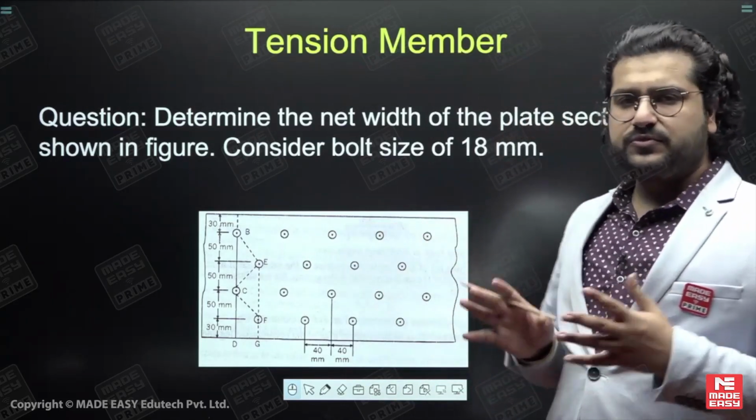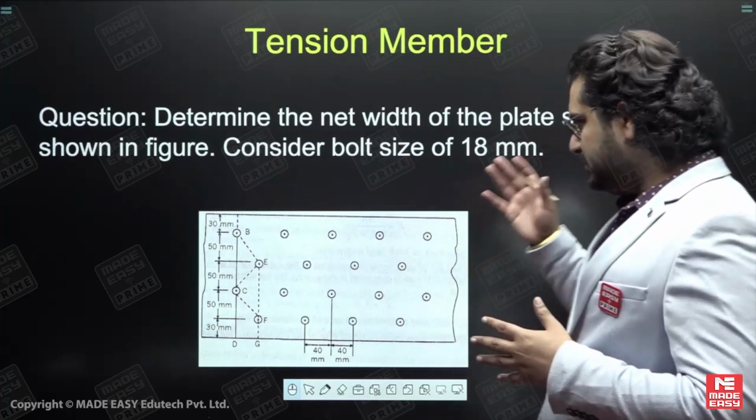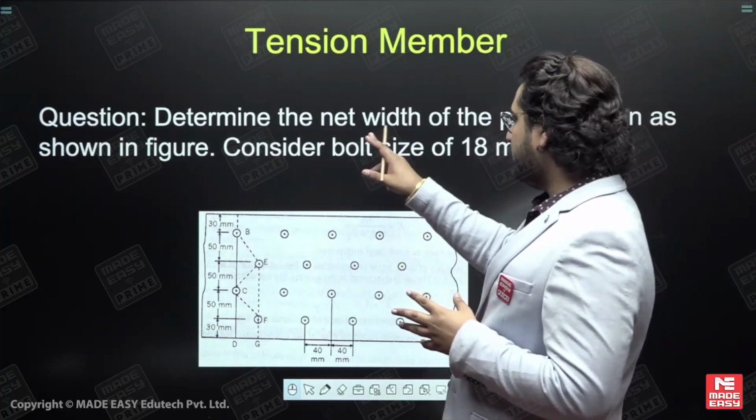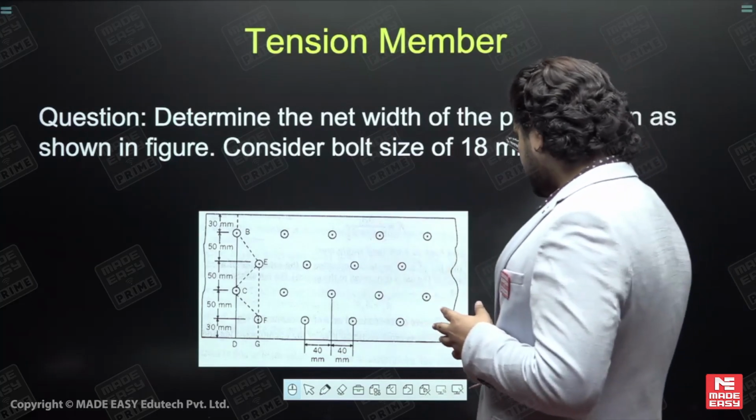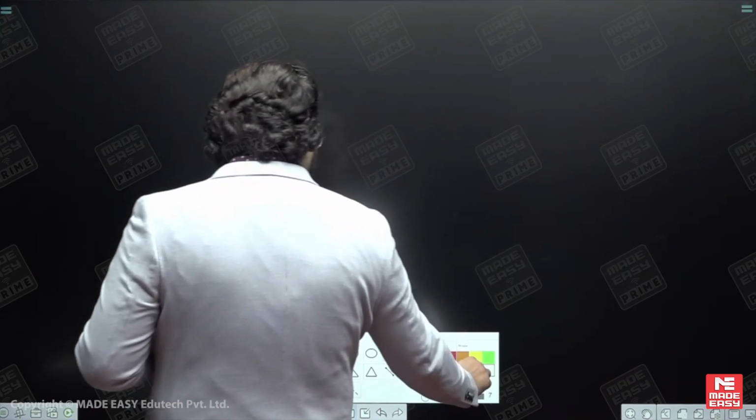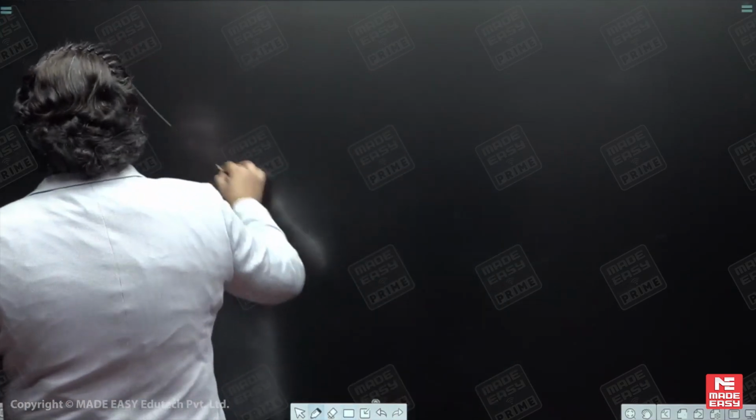Likewise, this question you might have done in the classroom. So let us just repeat it and revise how we used to do it. Alright, we need to find out the net width, and this is the diagram. So let us consider the diagram first of all. Let us say this is the plate.